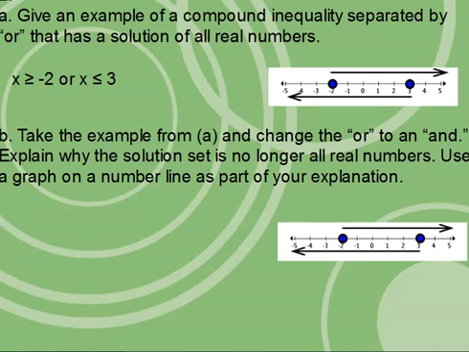Now I'm changing this to an and. What does the word and mean? And means that both inequalities have to be satisfied. So before the -2, there's only one piece that's satisfied. In the middle, I have 2 pieces satisfied. And on the end, I have only one piece satisfied. So it's not going to be all real numbers anymore. It's only going to be the numbers that are in the center.